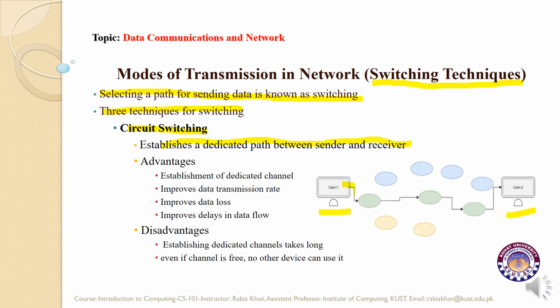Here you can see first the sender is connected to this node. This node can be a forwarding device or another computer. Then this node forwards the data to another node, which then forwards the data to some other forwarding device, and ultimately the data is forwarded to the receiver. But before sending the data, this path needs to be established. Once the path is established, data is sent from the sender and received by the receiver.